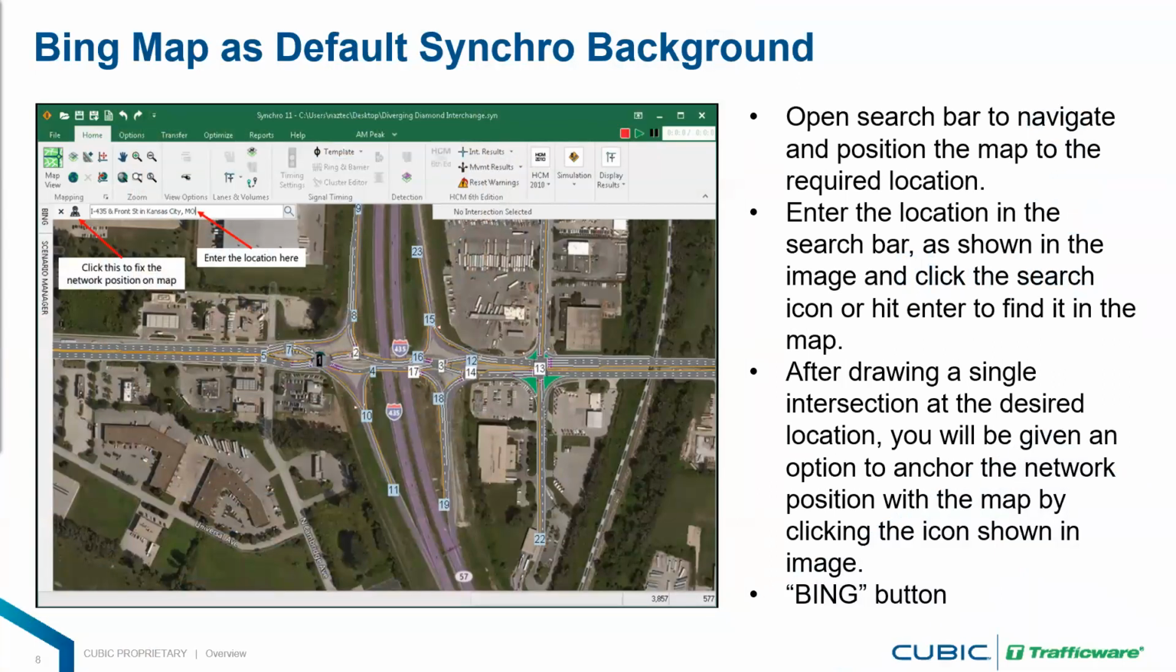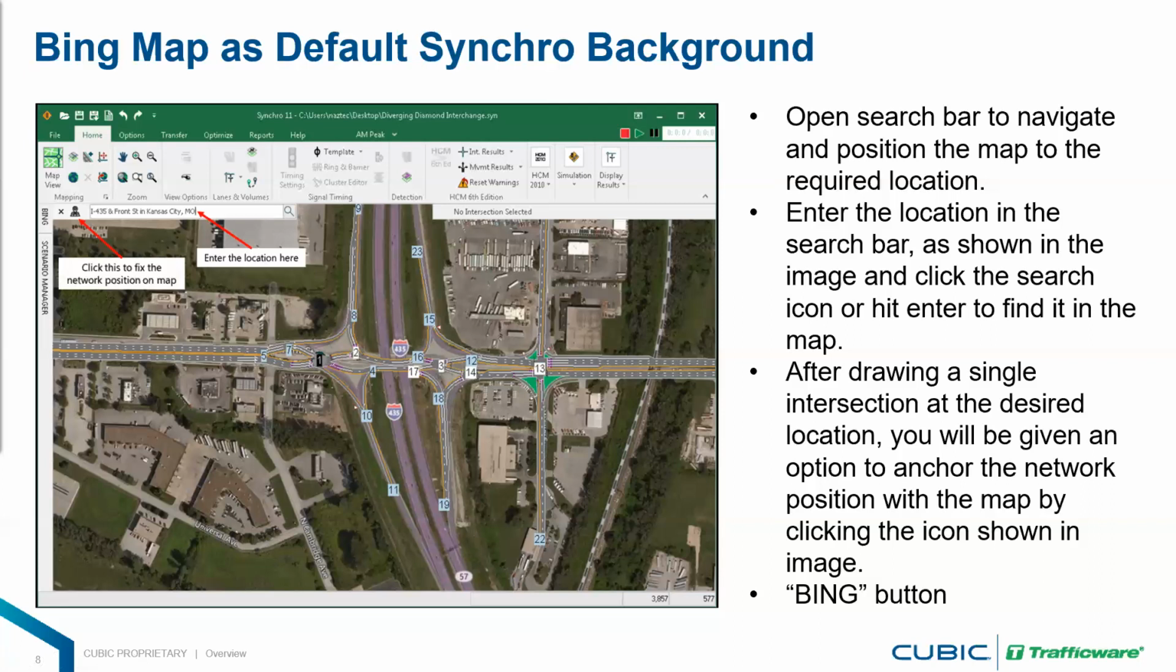Okay, so as I mentioned in my earlier slide, when you open up Synchro 11, you will see the nice Bing background instead of the green solid background you used to see in the previous version of Synchro. So when you open it up, it will open up a live Bing map as a background. And it will open up a search bar automatically. What you need to do is just type in the location where you want to have your network. After you type it in, either hit enter from the keyboard or click the search button here, and it will take you to the location where you want to have your network.